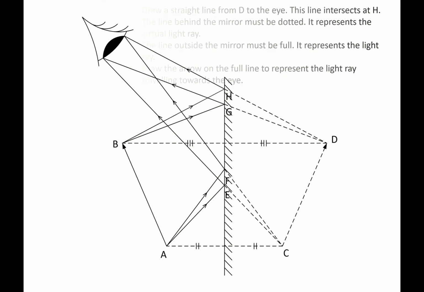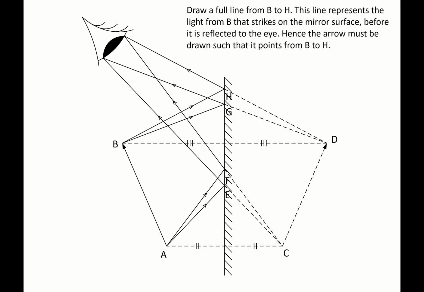And the last line to be drawn will be from B to H. And this line represents the light from B that strikes the mirror surface at H before it's reflected to the eye. And since the light ray travels from B to H, it must be represented by the arrow from B to H. And this is how the eye is able to see the image of the object.